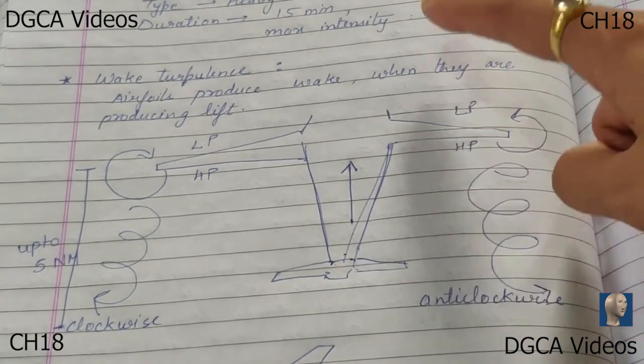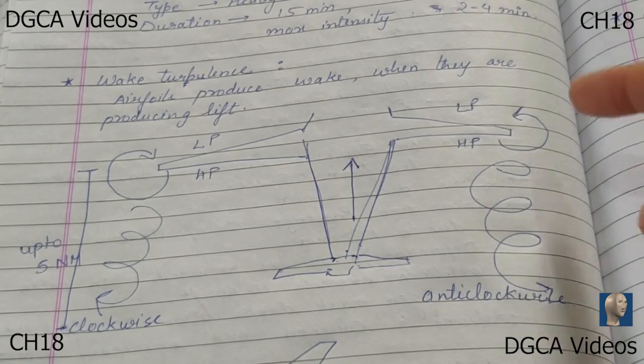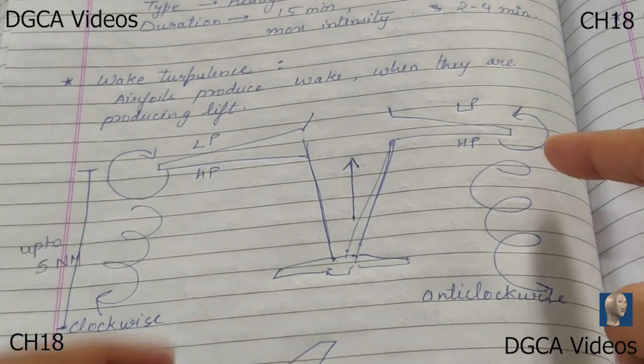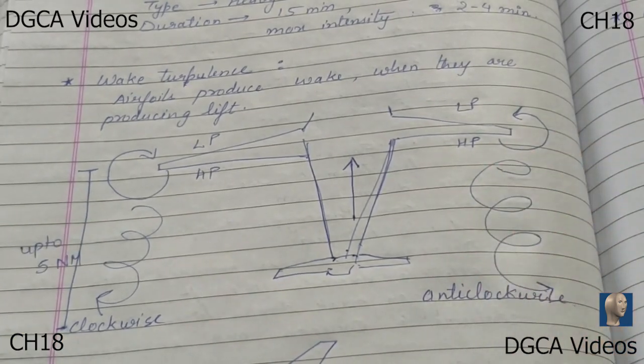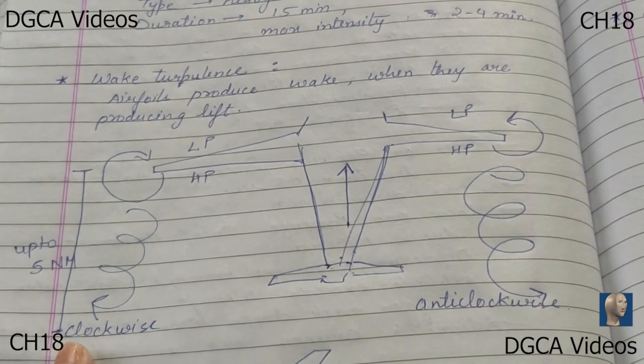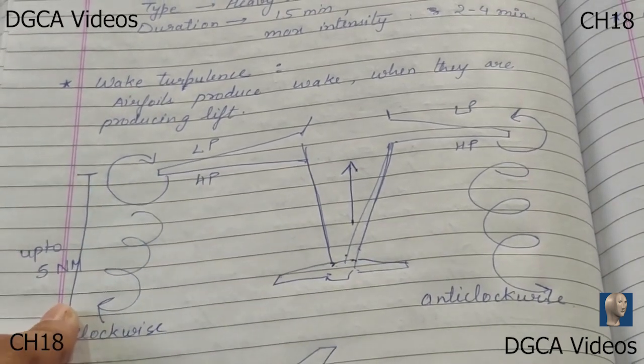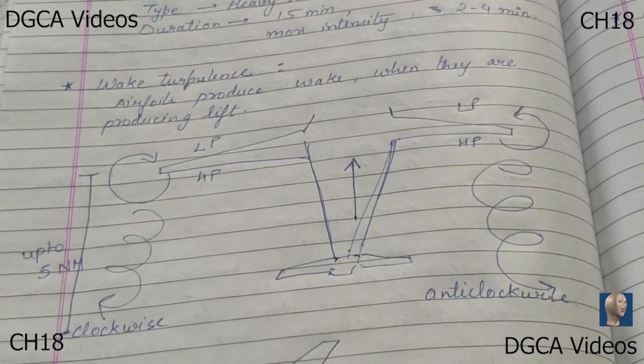As the aircraft progresses forward, it forms a small helix-like path, and this is known as wake turbulence, or vortices. You will find that this side is clockwise in direction, and the other side will be anti-clockwise, and they may extend up to 5 nautical miles backward.